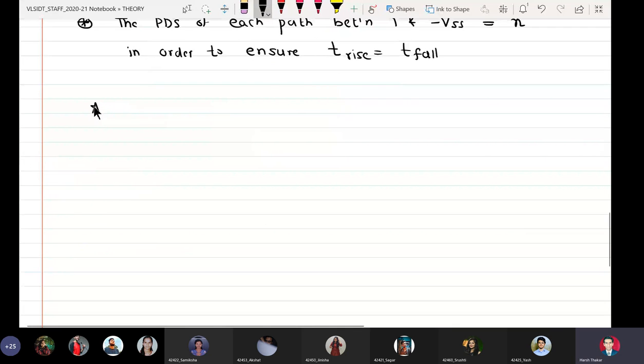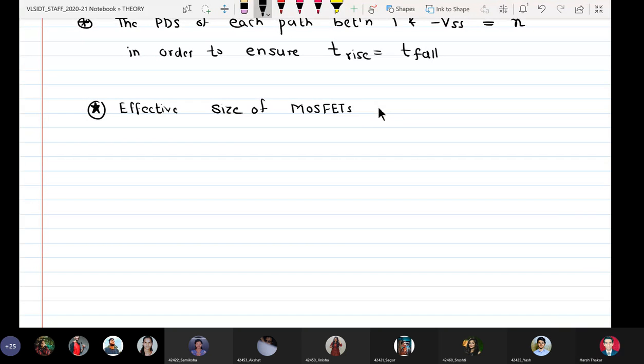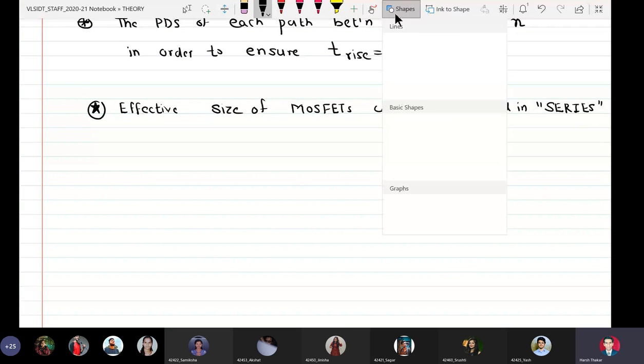So, effective size of MOSFETs when connected in series.